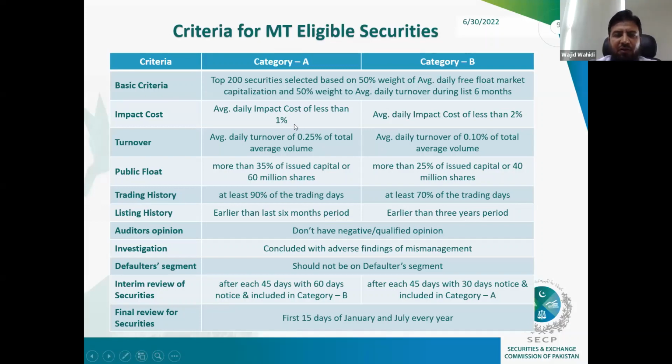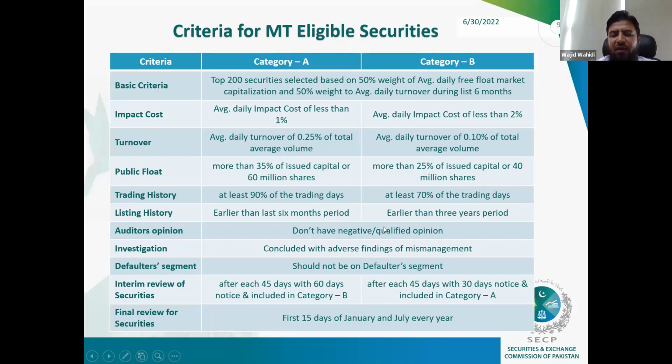If a script has an impact cost of 1%, the category A security shall be selected. And if the impact cost is less than 2%, the category B security shall be selected. Beyond 2% impact cost, the securities will not be selected as eligible security. But for turnover, certain criteria is prescribed. Public float, that is free float, basically: more than 35% of the issued capital or 60 million shares for category A, and for category B, 25% of issued capital or 40 million shares.